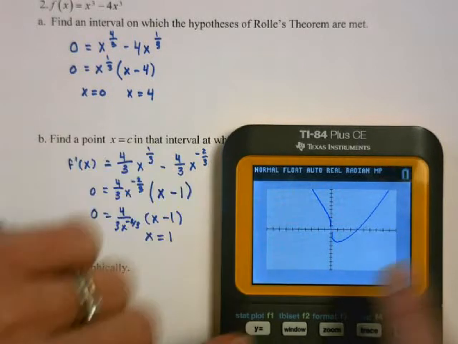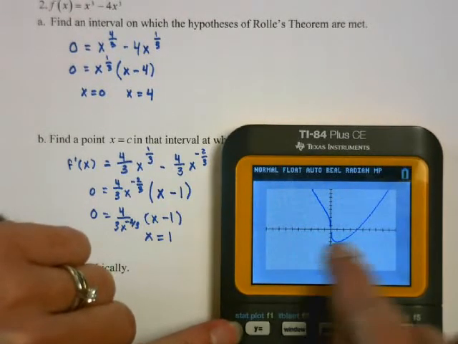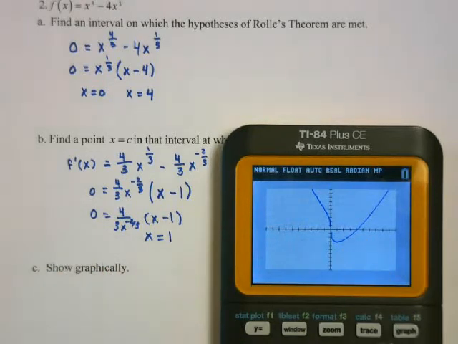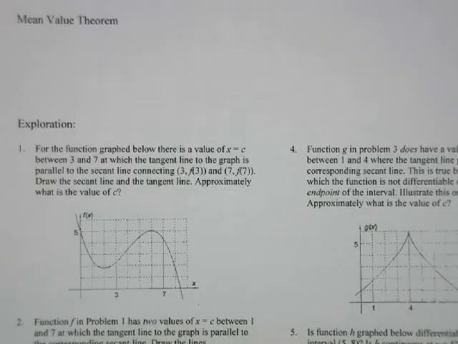Okay, so between 0 and 4, if we look at 1, it's pretty apparent there that we do have a slope of 0 there. Next, we have the mean value theorem. So I'm going to write it all out, so you might be prepared to pause here in a second.